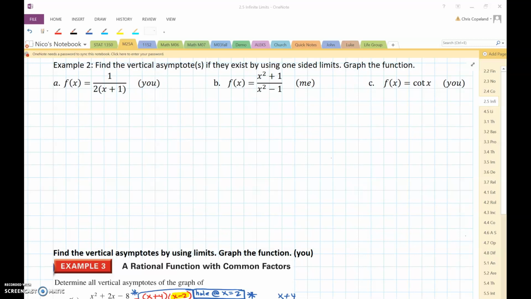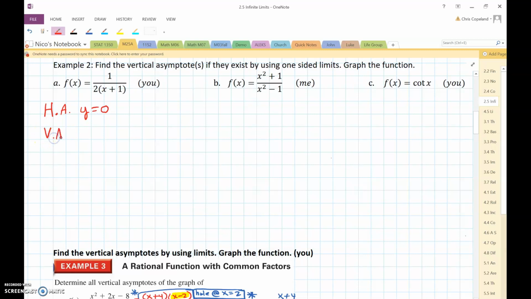Alright, example 2. Find the vertical asymptotes if they exist by using one-sided limits, graph the function. So for each of these, let's start by graphing it, and let's start by finding the asymptotes. If I want to know the horizontal asymptote, notice here that the degree of the numerator is less than the degree of the denominator.